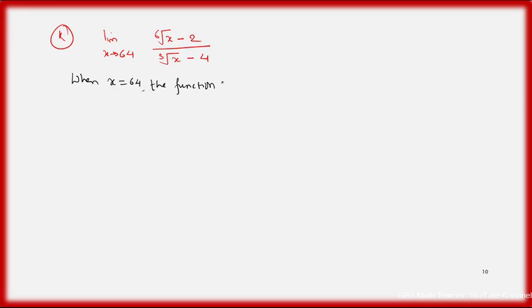Now move to K number, dear students. Limit x tends to 64, 6th root of x minus 2 over cube root of x minus 4. This is the question. Here also we find whether it is an indeterminate form or not. Let's check. When x equals 64, the function takes 0 by 0 form.